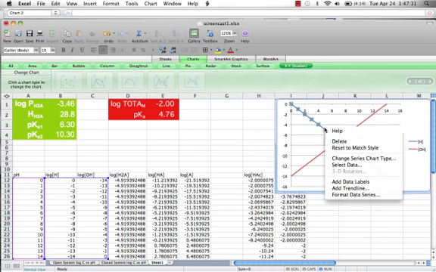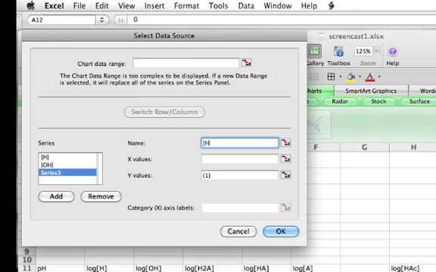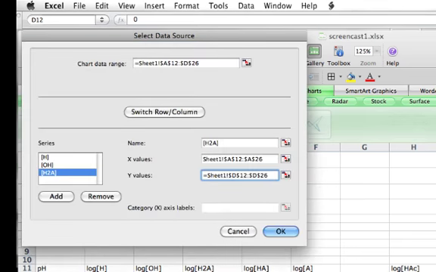Now we're going to again right click, select data, add series. Our new series now is going to be our H2A, our carbonic acid concentration. Paste those pH range, and now we're going to select our carbonic acid concentrations. It should be a straight line because the concentration is remaining the same.